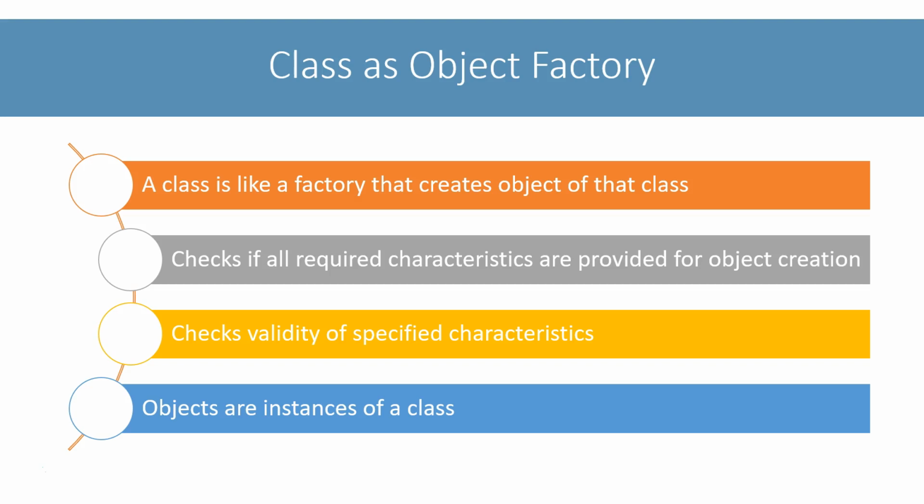It will check if all the characteristics required to create the object have been specified. If all characteristics are valid, then it will go ahead and create an object of the class, setting its initial state to the value of the characteristics specified. This is similar to what happens in a factory.